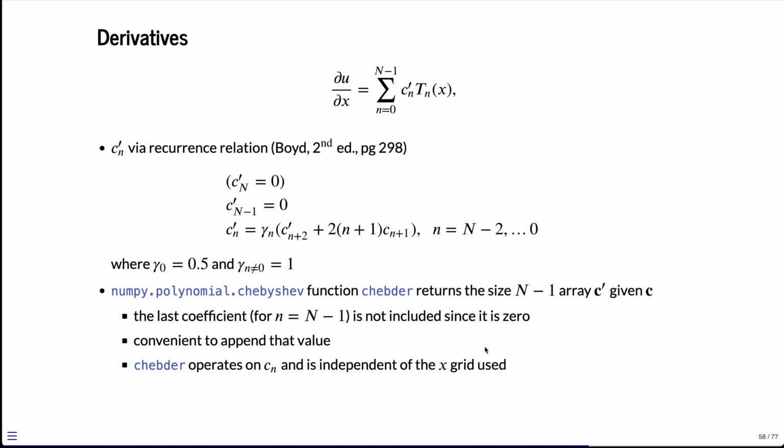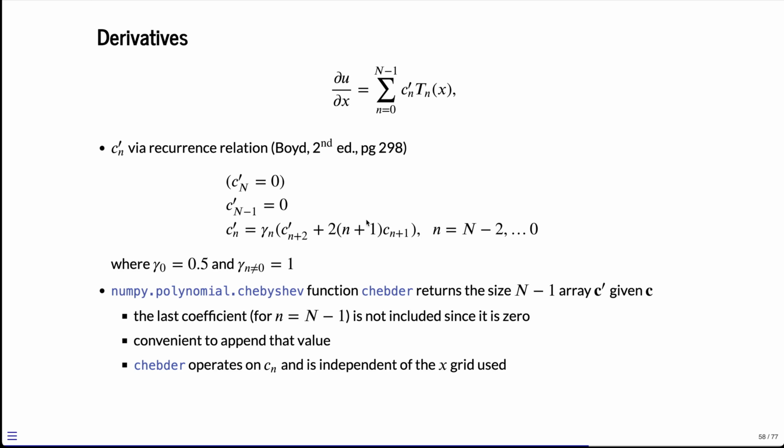Okay, this is part 7 of our introduction to pseudospectral methods. In the previous part, we discussed Chebyshev interpolation, and here we'll look at how to take derivatives of these transforms.